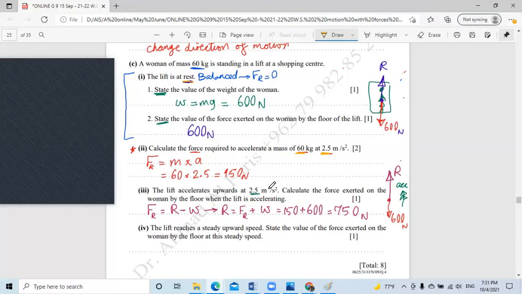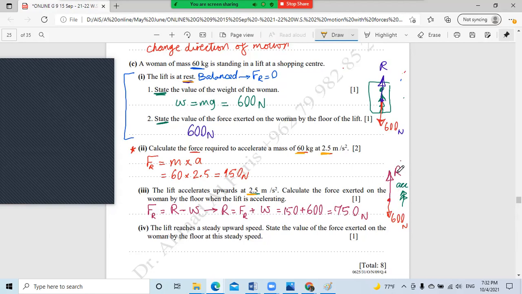You can also put an analog balance scale, not digital, on the lift and stand on it, and you'll see that whenever the lift is going up and down, your weight will change. The reading on the scale will change. Why does the reading change? Because the reading is the normal reaction R. Because the lift is accelerating upwards, that means the upward force is more than the downward force. The downward force is the weight, which doesn't change, 600 Newton.